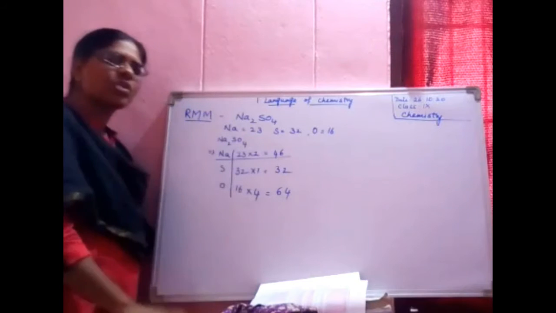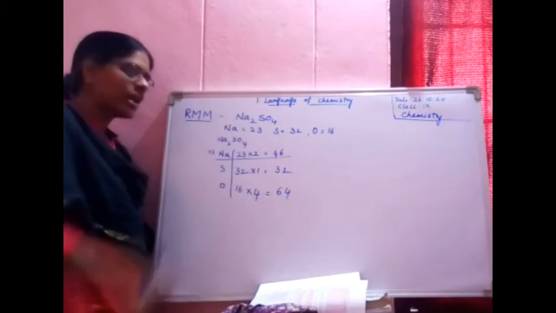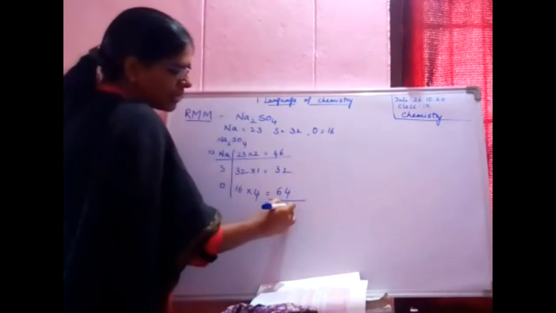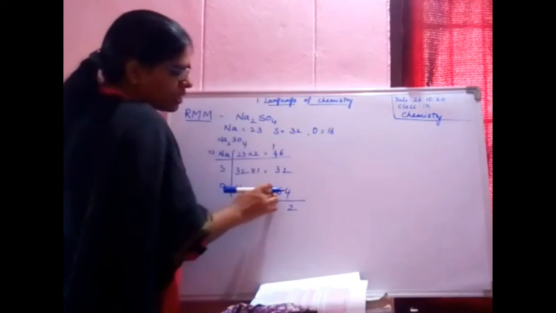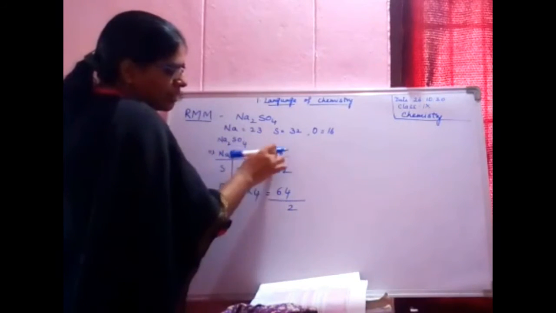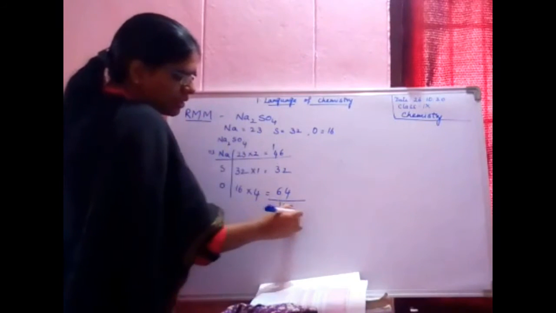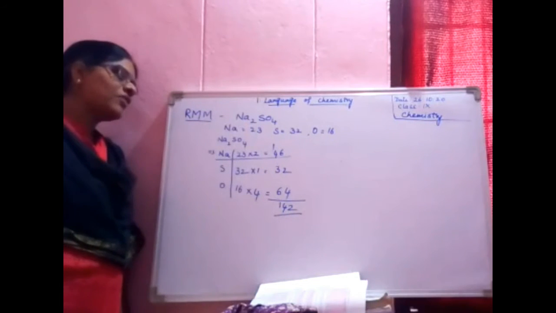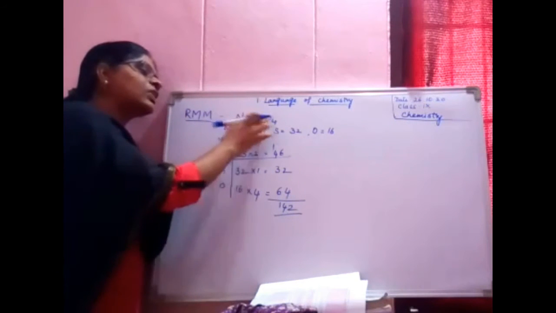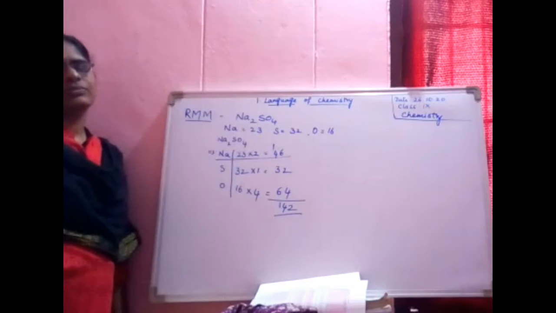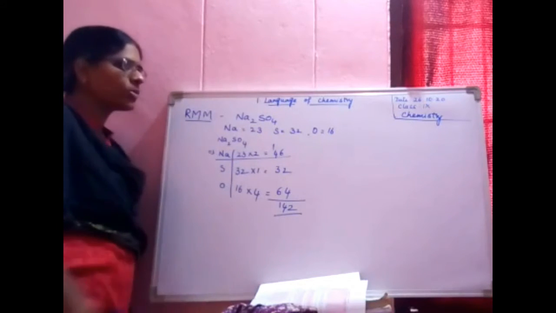Now sum means what do I need to do? I must add them. Add 46 plus 32 plus 64, that gives 142. This is the RMM value of Na2SO4. Okay, children. Let us do one more problem.